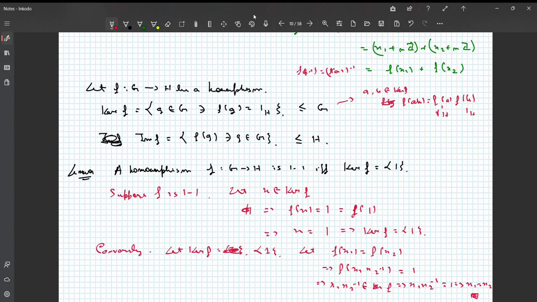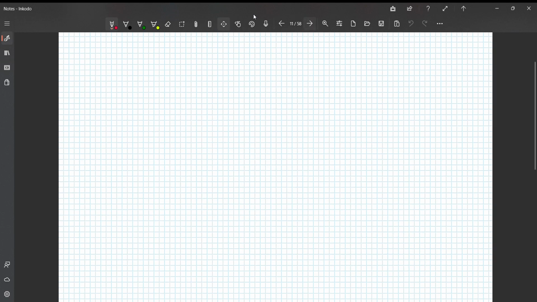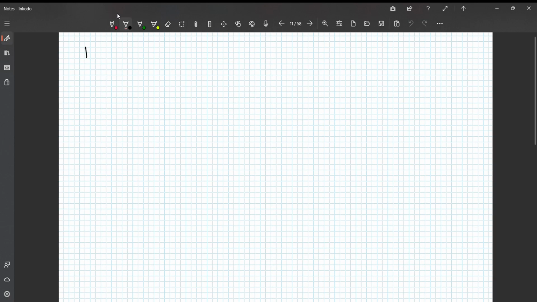Moreover, we also know the fact that if f is any mapping from G to H, and G and H are finite sets, let us just speak about sets, then f is one-one if and only if f is onto. This is a very important property of functions. Okay, let's move on to the next part. Let us talk about the first isomorphism theorem. Clear?